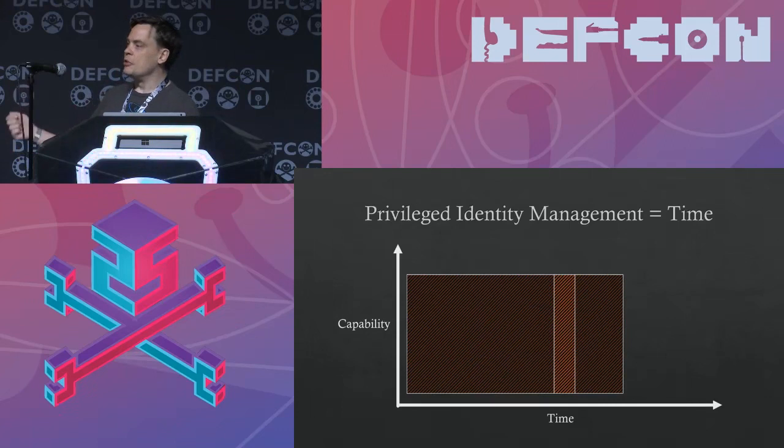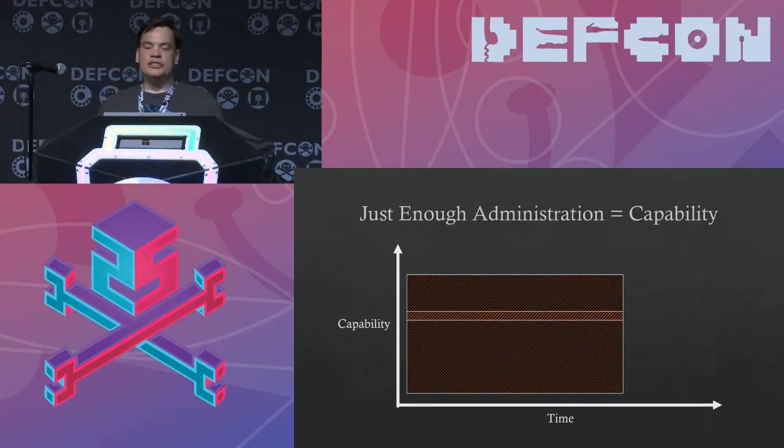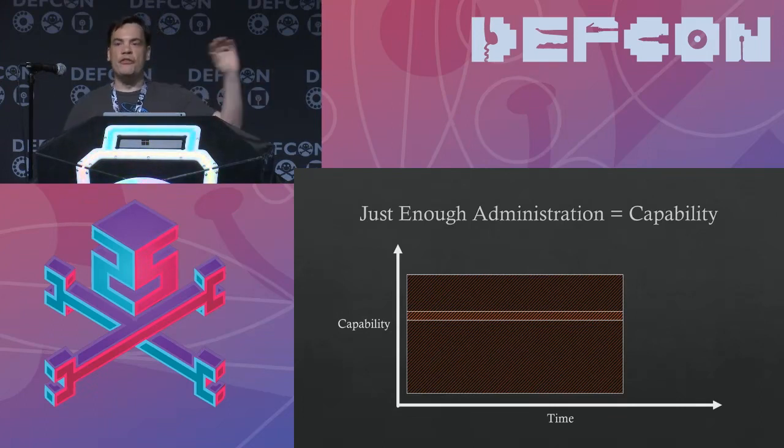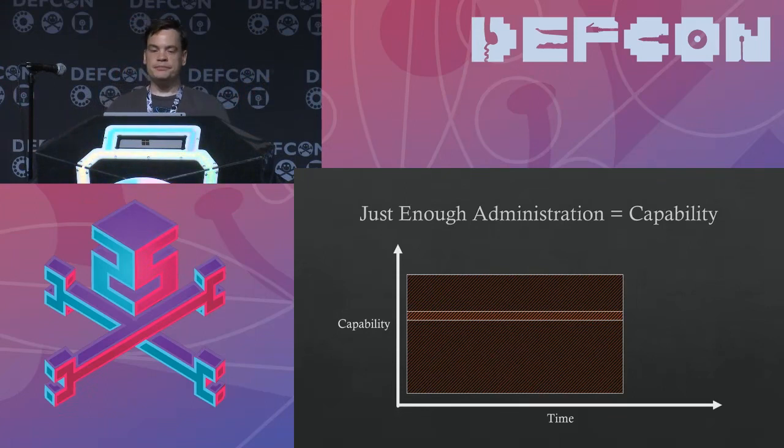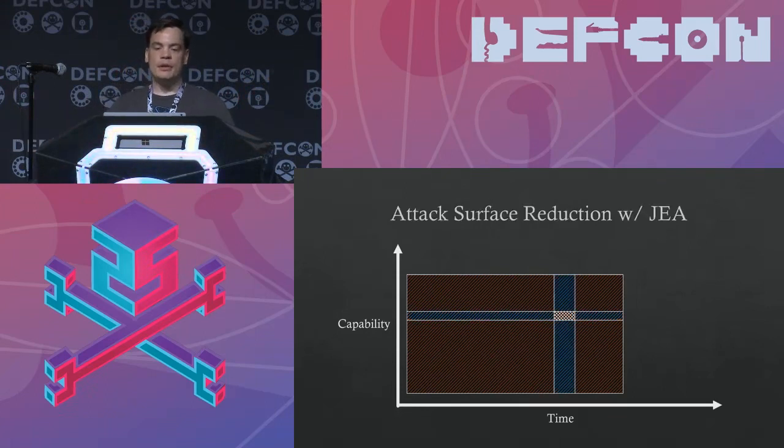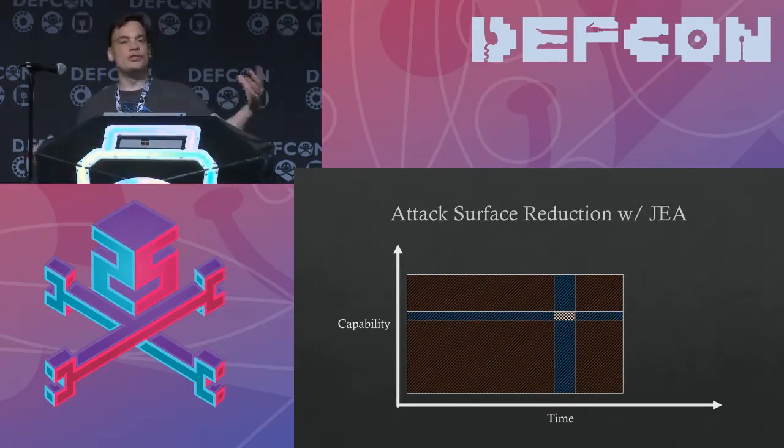So we're starting to see some good stuff to do this kind of lockdown. Just Enough Administration is all about the capability. So yeah, sure, somebody's got access for a given amount of time, but why do you need to give them full access to the domain controller once the service ticket is open? So combining the two, this is what your attack surface reduction can look like. So it seems like it's kind of a cool thing, being able to reduce your attack surface by this much.